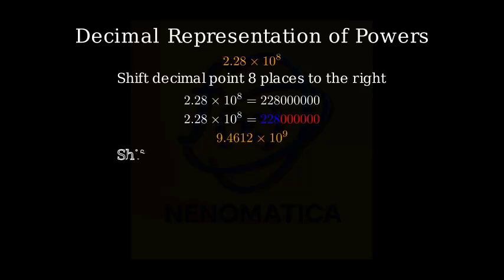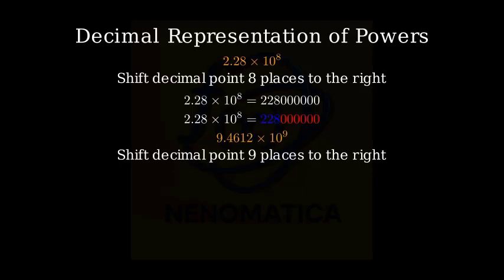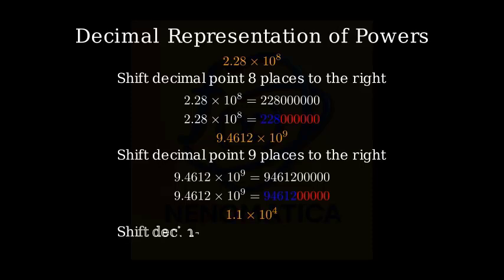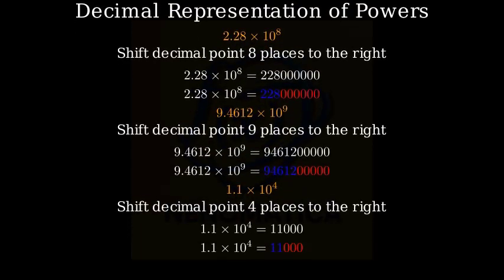Let's look at our second example, 9.4612 times 10 to the power of 9. Here, we'll shift the decimal point 9 places to the right. Moving the decimal point 9 places to the right gives us 9,461,200,000. Our third example is 1.1 times 10 to the power of 4. We'll move the decimal point 4 places to the right. Moving the decimal point 4 places to the right gives us 11,000.